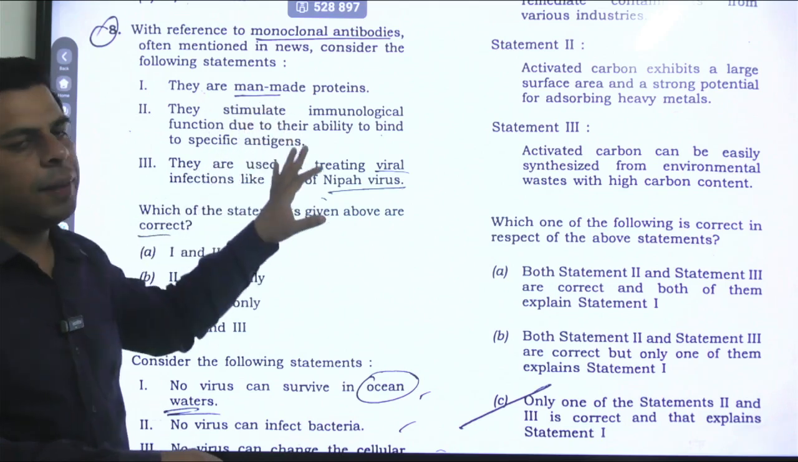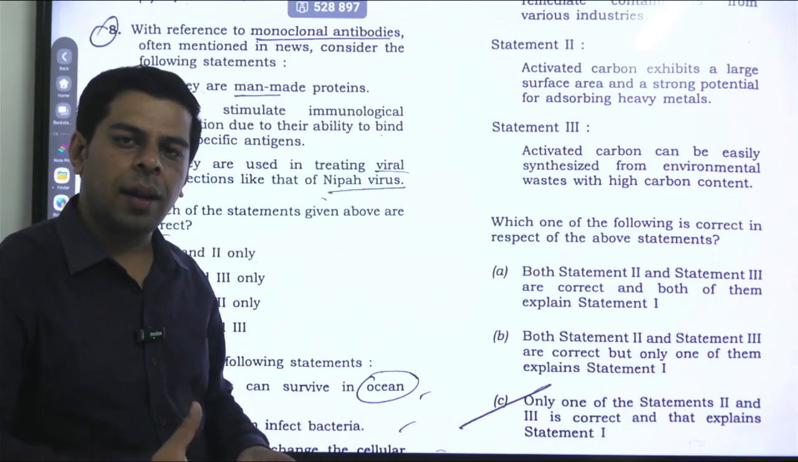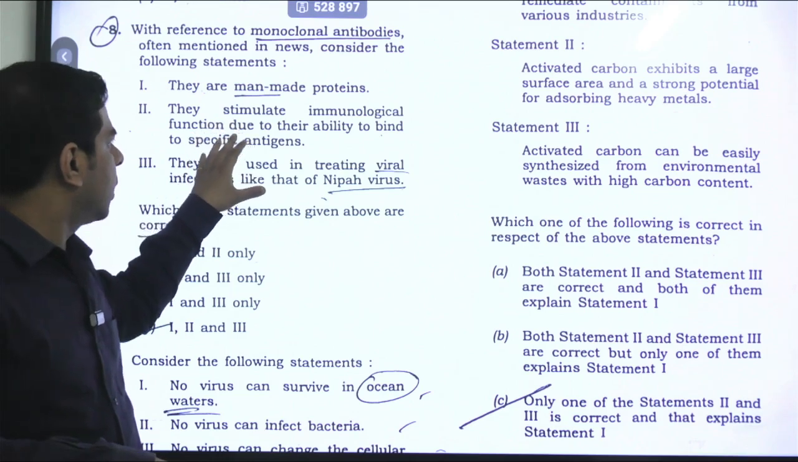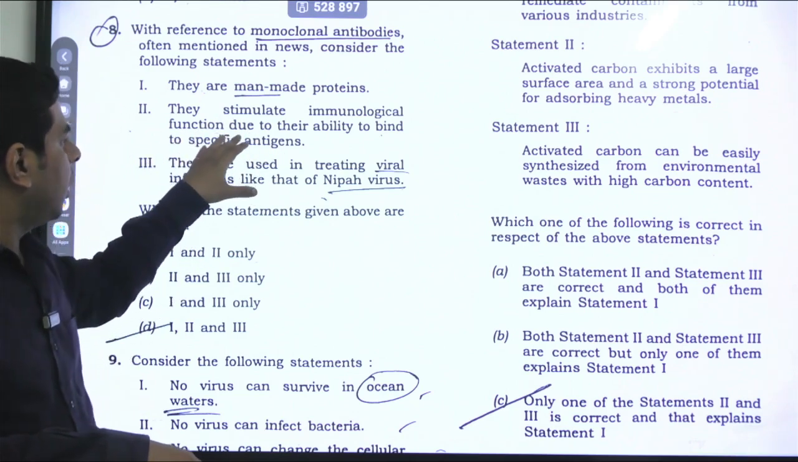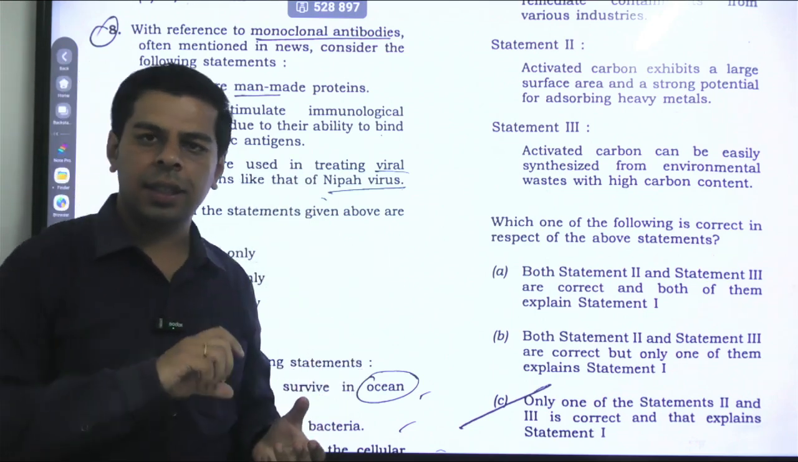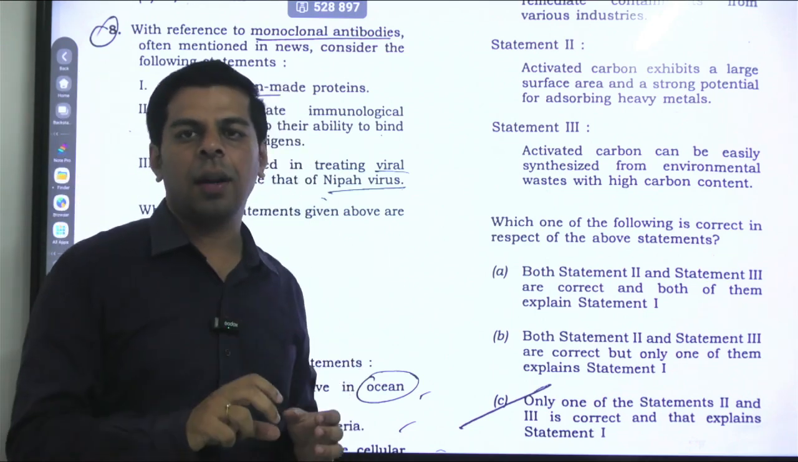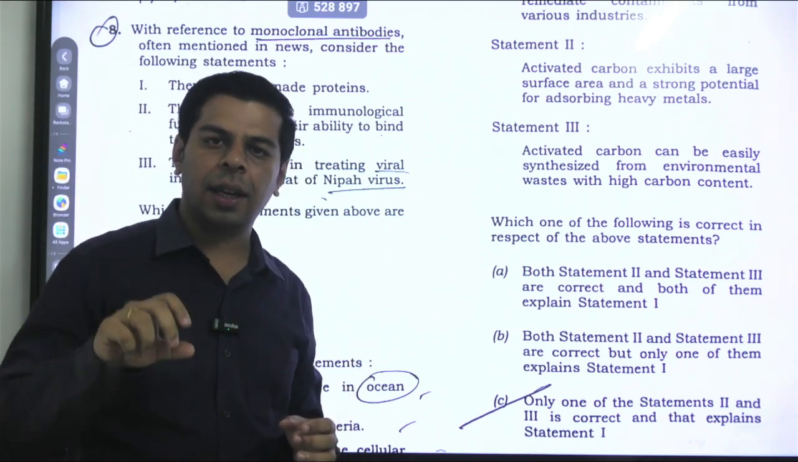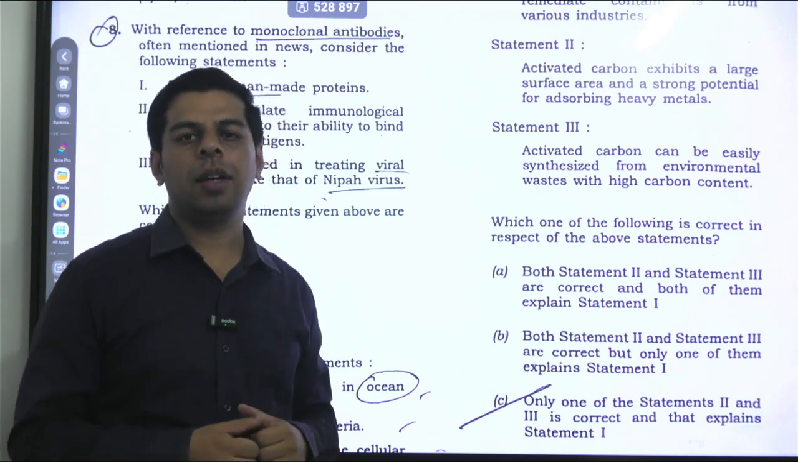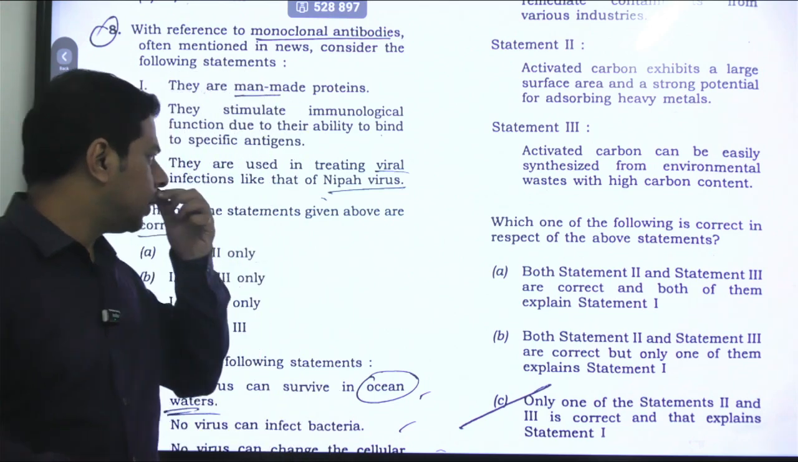They are man-made proteins. They are generated in the laboratory by various permutation combinations. So the first statement is correct. The second is they stimulate our immunological function to adapt to a specific protein. This is their direct advantage because they are able to bind to specific receptors and produce the desired response. And in a lot of disorders, monoclonal antibodies are considered life-saving as well.